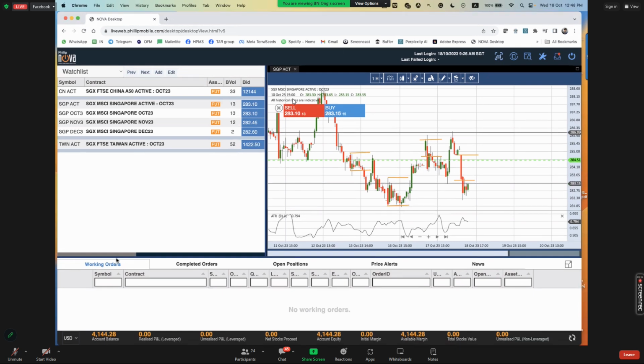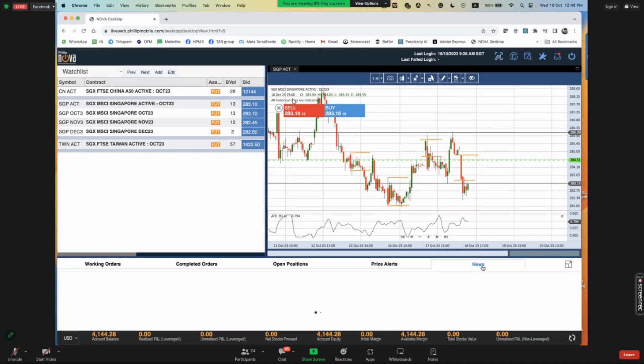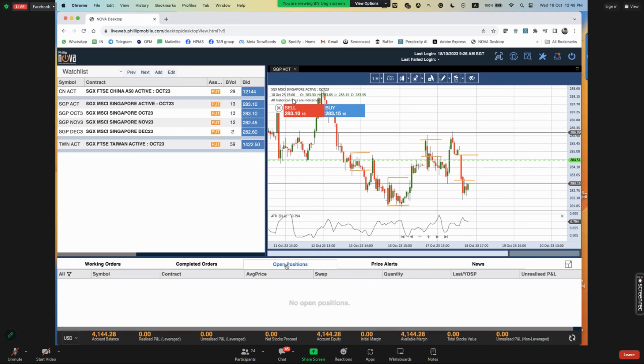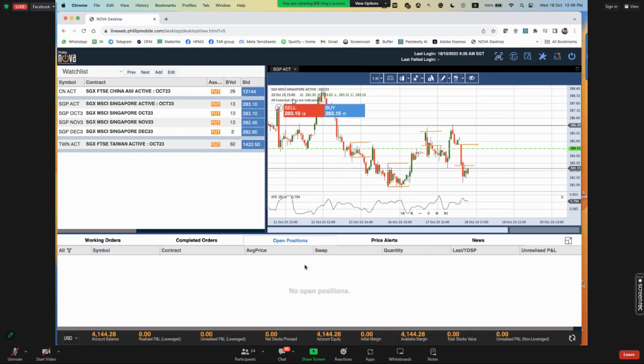Okay. So under working orders, completed orders, open position, price alert, and news. So what's important is your working order, completed orders, and open position. So these are what's important. Okay. There are a few ways to place the orders. Number 1 is via this trading log here, trade log.